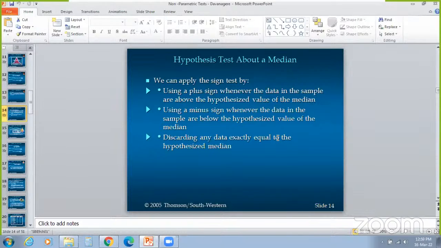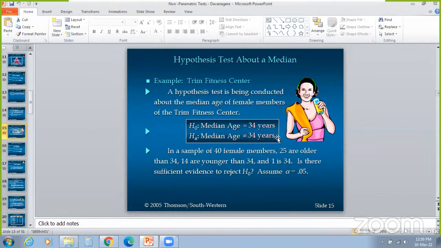Here we can use signs for the medians. We can test, which is of course a continuation of the sign test, but instead of using signs, we are using the medians. So, an example: a fitness center intends to test the median age of its members, more specifically the female members. They hypothesize that the median age of female members is 34 years. The median age not equal to 34 years is the alternative hypothesis.